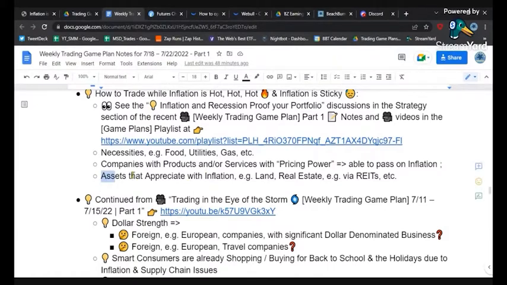So another thing is assets that appreciate with inflation. So any kind of asset that is going to appreciate in value along with the inflationary rate, and the typical examples are land and real estate. As inflation goes up, pretty much the price people will pay for real estate goes up, rents go up, and in fact, rent is one of the major factors of inflation right now. So those things are relatively inflation proof.